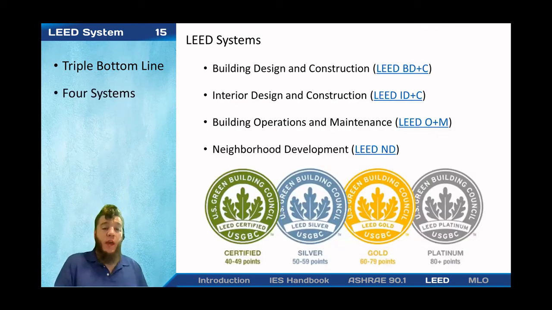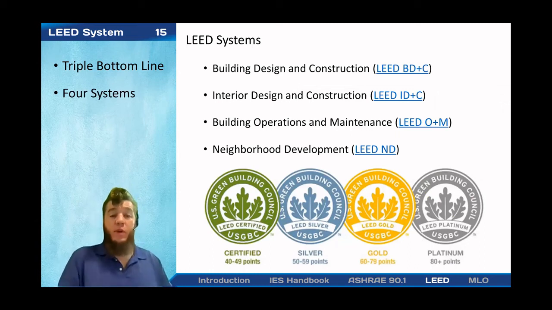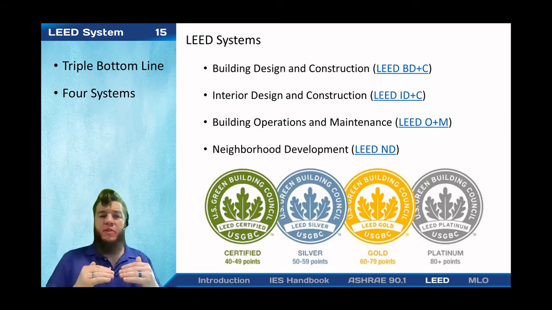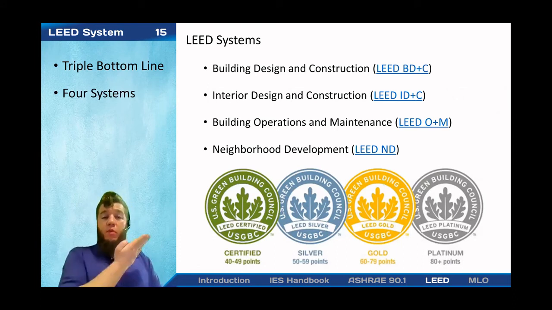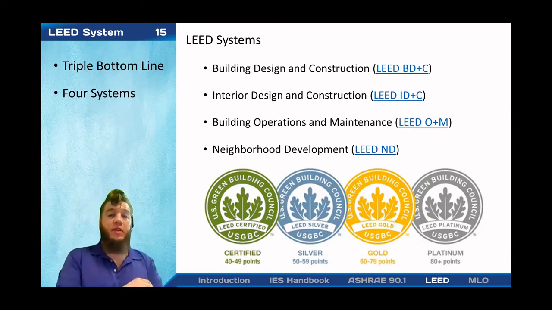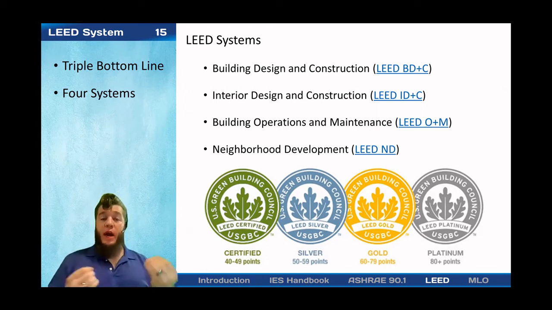Okay, so we have four major systems, and within each of these systems, there are a variety of building specific modifications to each one. The one you're going to engage with the most is the one at the top, and that's new building design and construction. So that's the LEED system for new buildings. Interior design and construction is a system for certifying the build out of interiors. So a lot of commercial spaces.